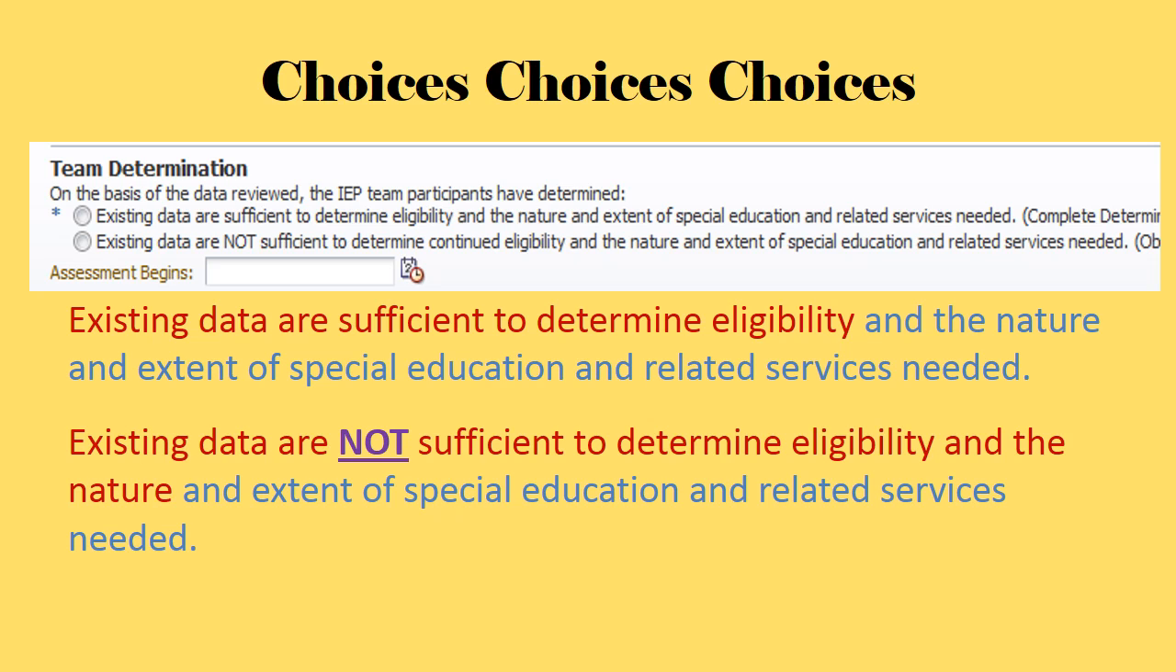When the team is updating the RDR form on MyIdea, they have two options. They can indicate that the existing data are sufficient to determine eligibility and the nature and extent of special education services and related services, or they can indicate that the existing data are not sufficient to determine the eligibility and nature and extent of special education and related services needed.